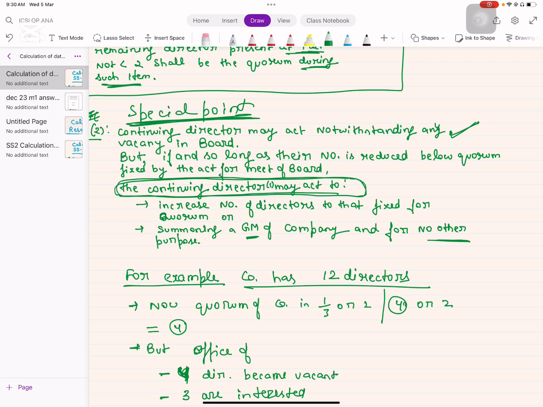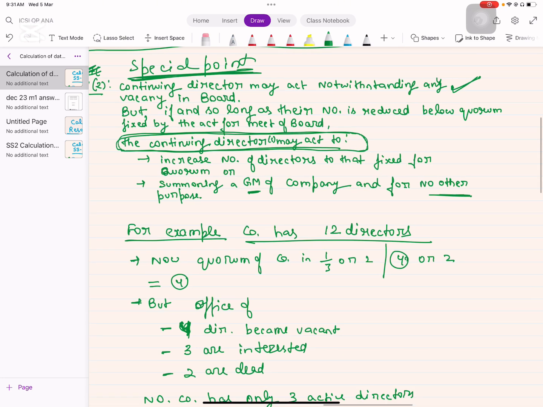But what happens? The power of the board as a whole will be suspended for the time till new directors are appointed to fill the quorum. That means continuing directors may act up to their power, but cannot act on decisions which have to be taken by a board meeting with adequate quorum. That means they can make purchases and sales in their individual capacity, but they cannot make purchases and sales which require the approval of the board of directors.